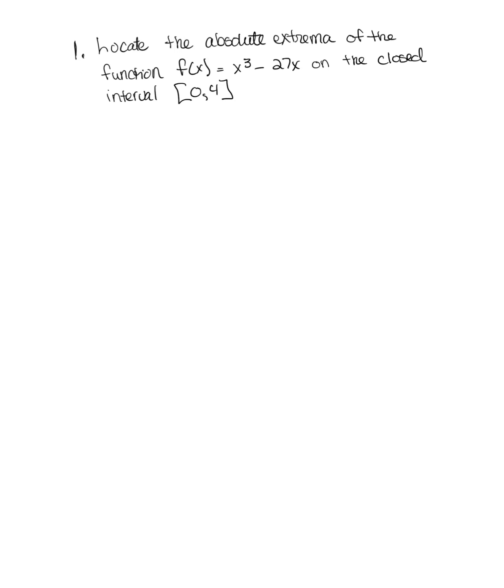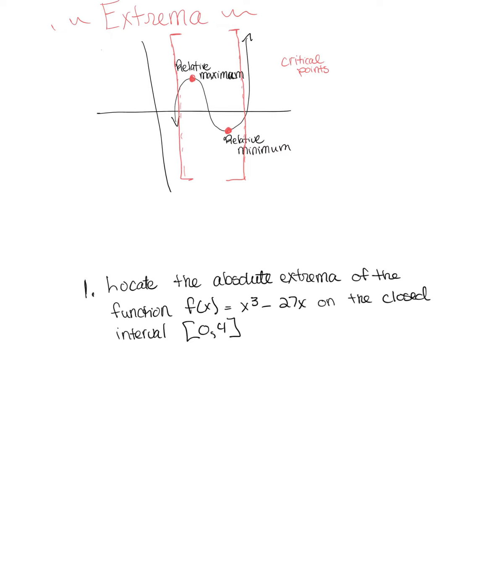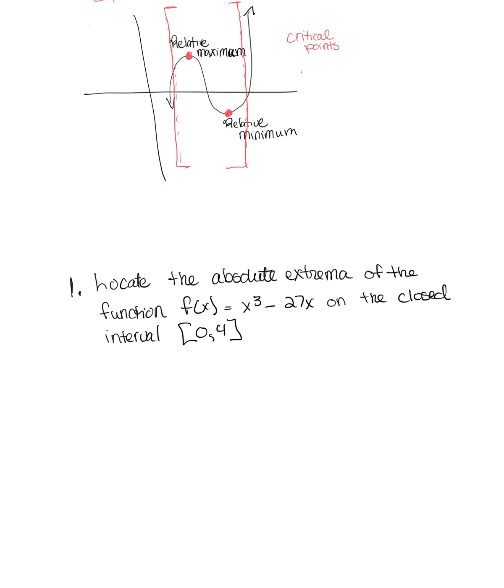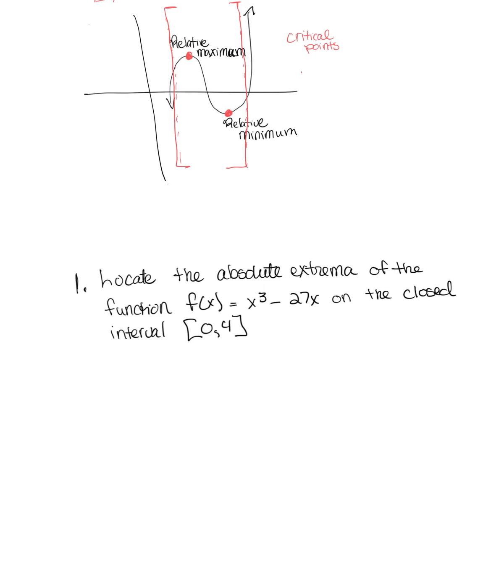So say you get a problem that says locate the absolute extrema of the function f of x equals x cubed minus 27x on the closed interval 0, 4. You notice those little brackets? They look a lot like those. Now, this is not the graph of this function, but it's just an example. Now, see here how it says absolute extrema. Well, these are only considered absolute extrema because it's on this closed interval, and we're just cutting our graph off. We're ignoring that we have these things increasing and decreasing forever.